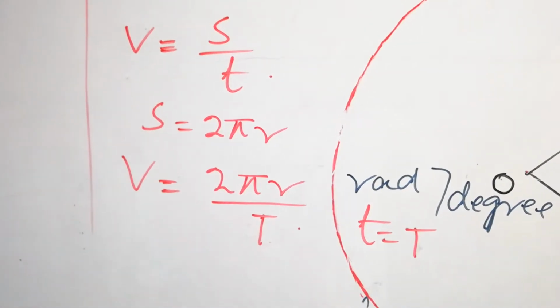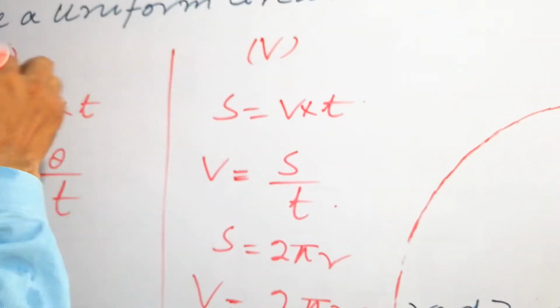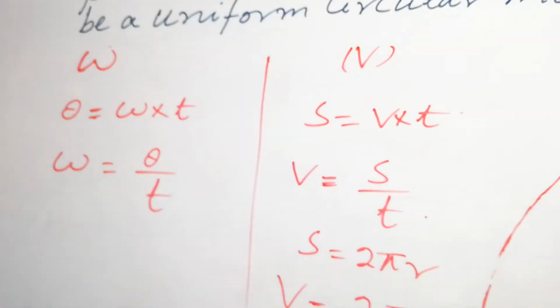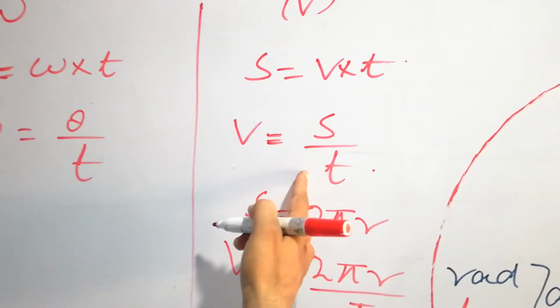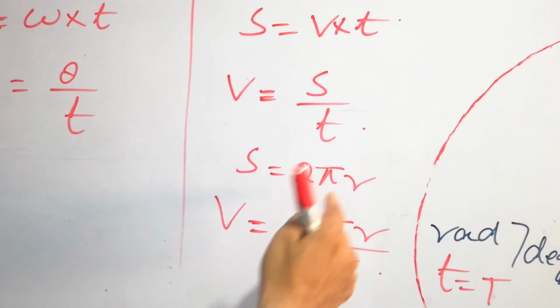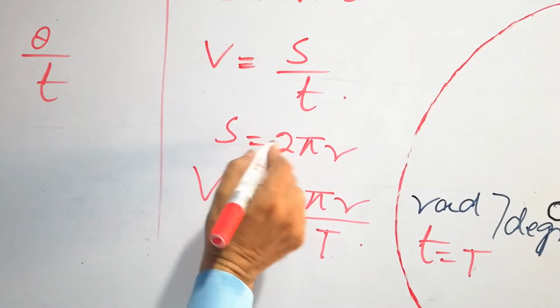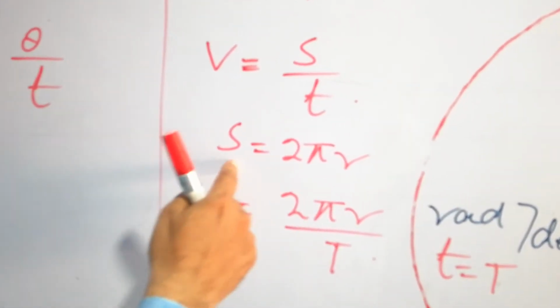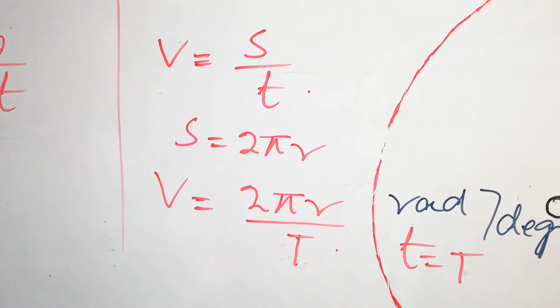Look again here, students. We are discussing the linear velocity and angular velocity, that is v and omega. s is equal to v into t, v is equal to s by t. In one circle, s is equal to 2 pi r, that is the circumference of the circle, the distance covered in one circle. So v is equal to 2 pi r over t.